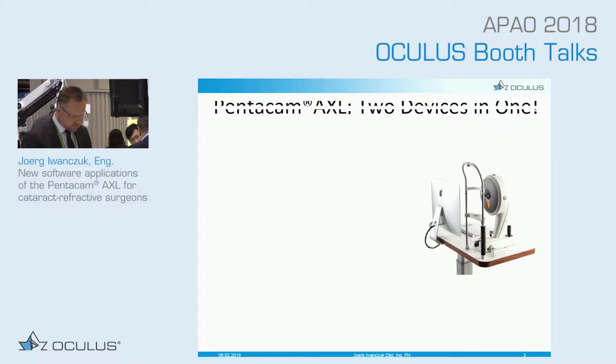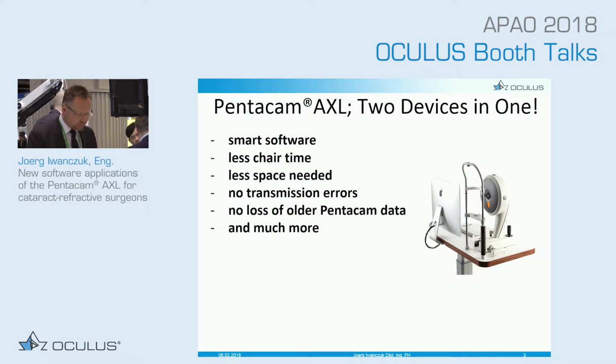Well, the Pentacam is actually two devices in one. You have the tomography that we have in the Pentacam and you have the optical biometry, which is new, and that together makes the Pentacam AXL. You have the smart software that you know from the Pentacam since many years. The beauty is, since you are doing combined exams, you have less chair time, you save a lot of time, you need less space because you have more than one instrument mounted on one table.